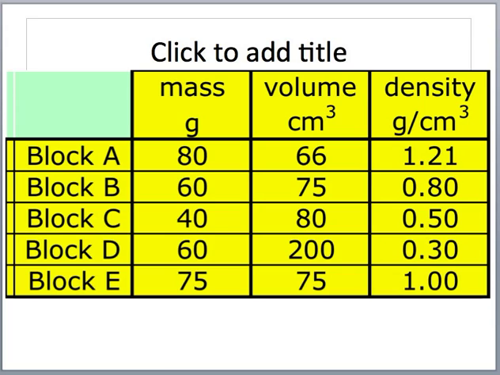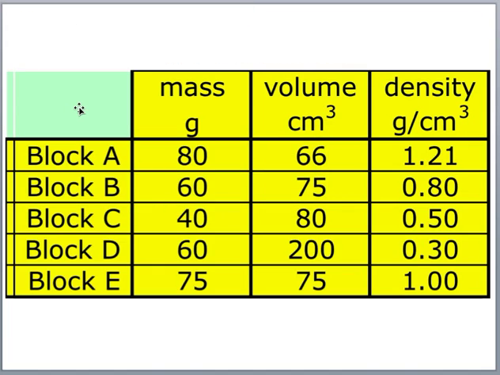Okay, here's some quick review for the quiz coming up tomorrow. The first question was pretty straightforward. I gave you some blocks and you had to determine the density of these blocks. I didn't give you this column, but it's just mass divided by volume. You can do those very quickly. You can see that 80 divided by 66 is 1.21 all the way down the line.